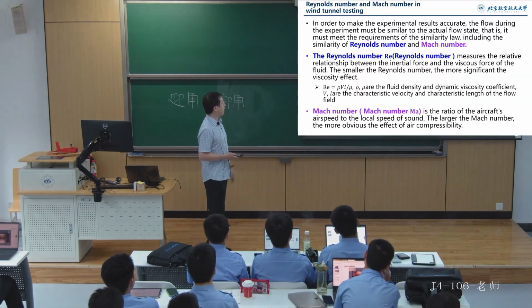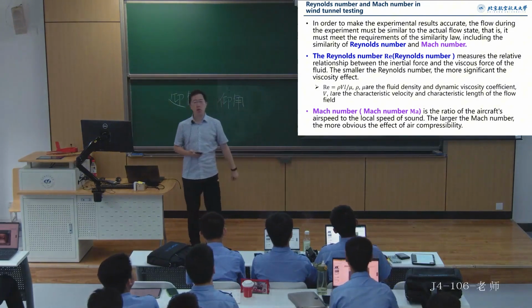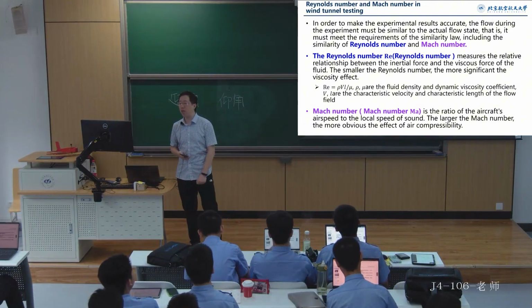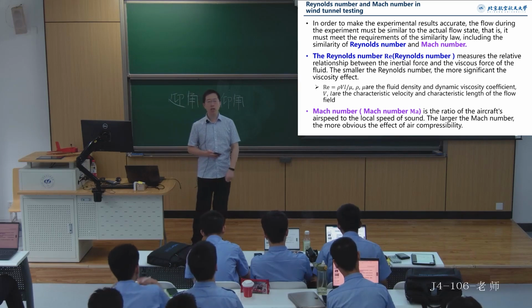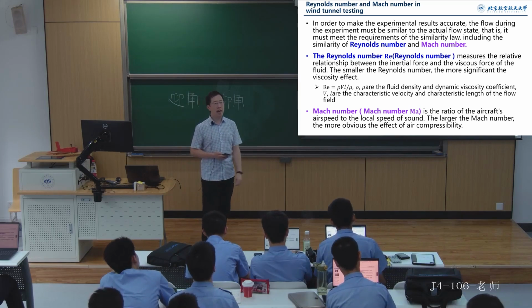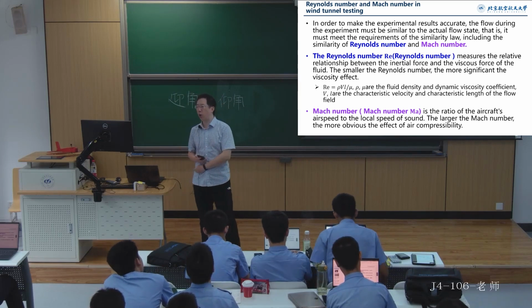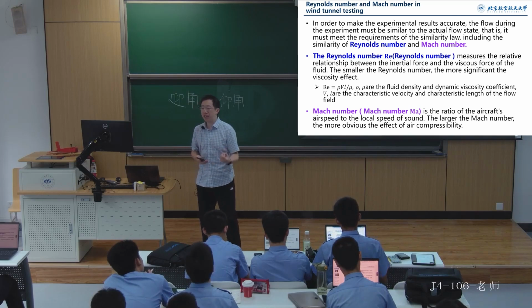Besides the Reynolds number, we have another very important parameter to describe the similarity of our flow pattern. That is the Mach number, which we have already introduced to you, right? What should be the definition of the Mach number?